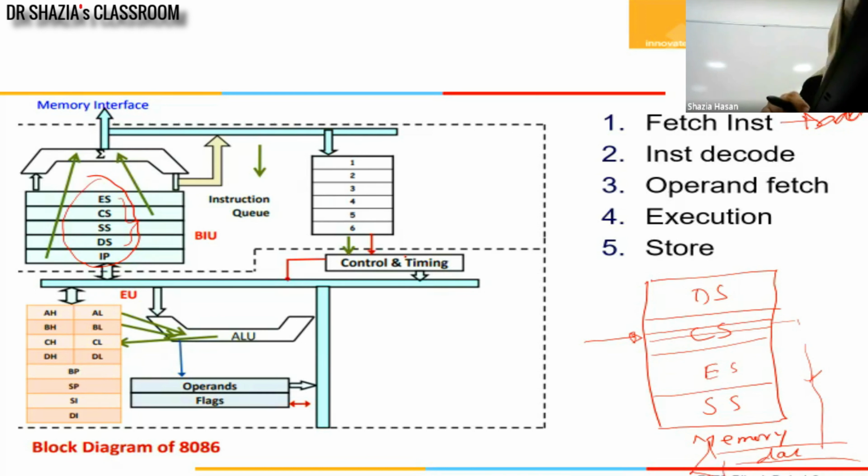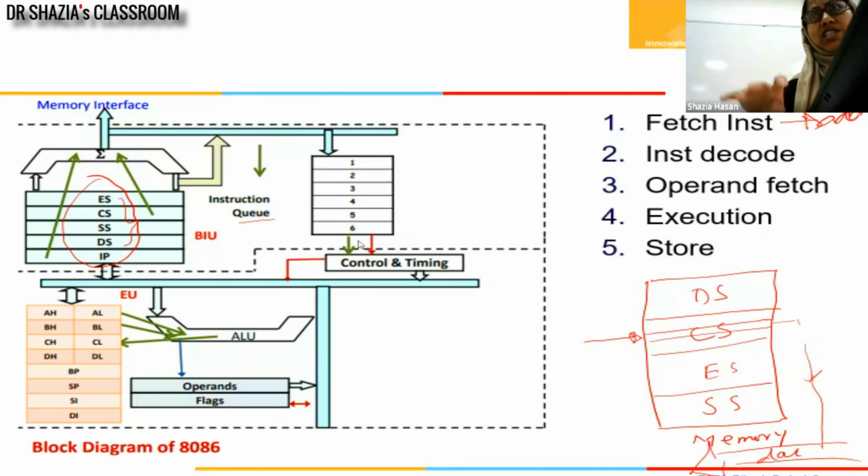Now, whatever you have fetched should be stored somewhere. I have shown you that the instruction register is a part of the BIU. Here we are writing it as an instruction queue. Whatever you have fetched will be stored in the instruction queue. The 8086 has a 6-byte instruction queue, so it can store 6 bytes of data.